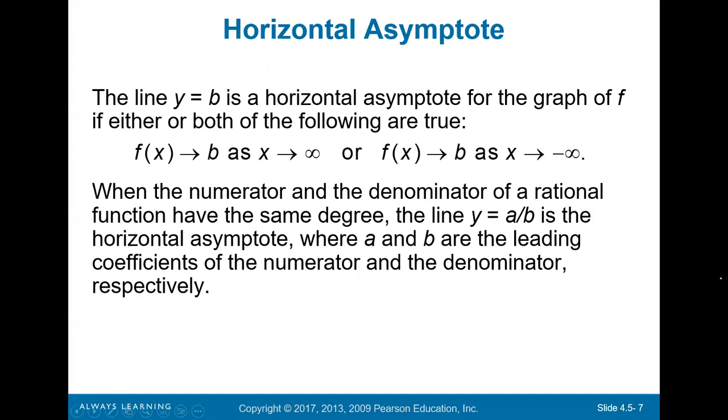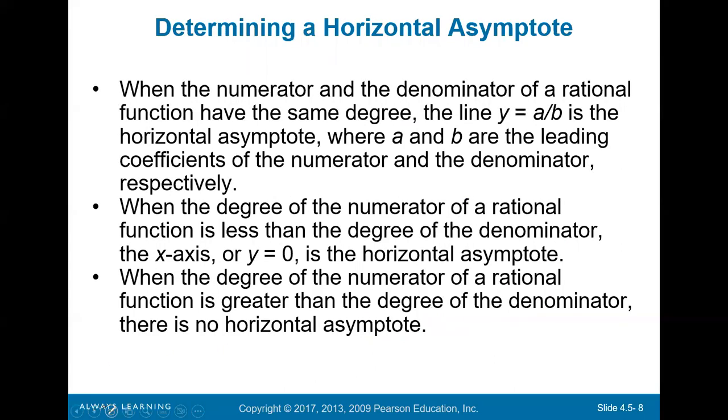Horizontal asymptotes. A horizontal asymptote is where we get this horizontal line, and something's going on at that particular point. However, when you have a vertical asymptote, the function will not cross it. A horizontal asymptote, the function can cross. And let's talk about it.